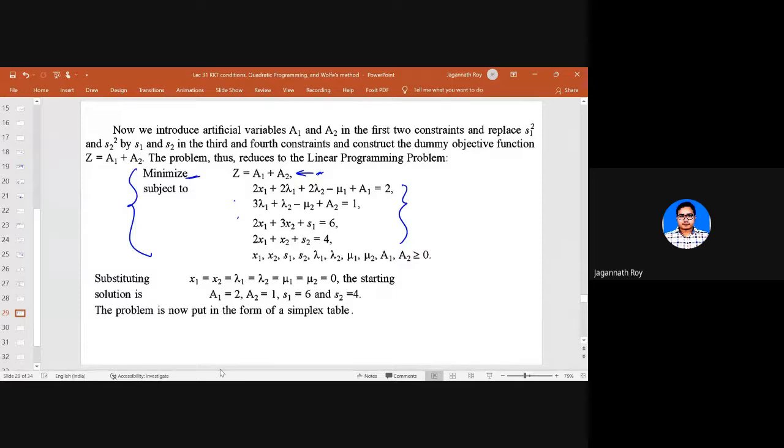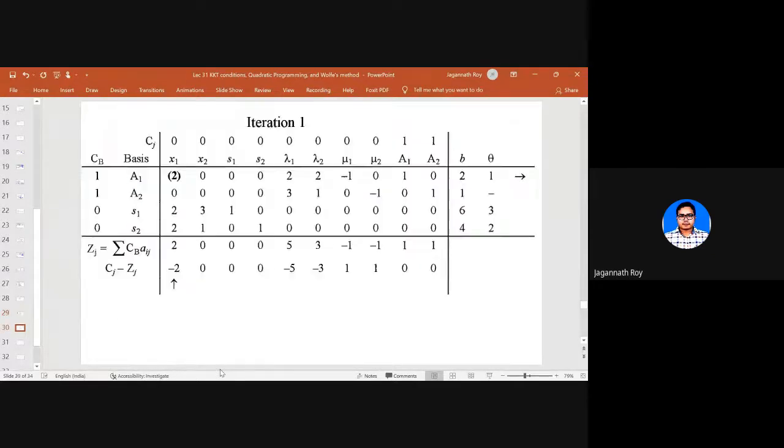So let us start the simplex algorithm. Let us write all the variables. In the two-phase method, what we do is take all the variables as 0, and only the artificial variables will be basic. So we calculate the maximum Cj minus Zj. This is a minimization problem, remember.